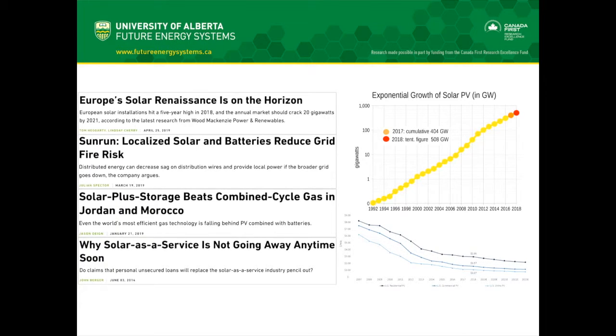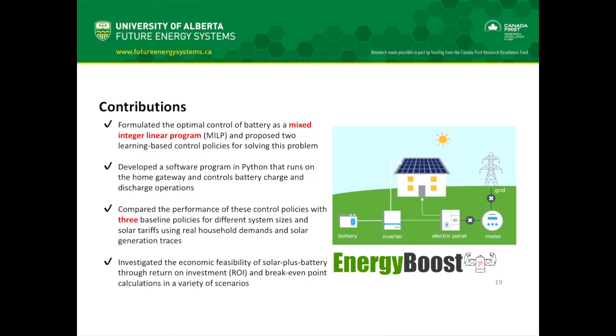So these all motivate us to design two learning-based control algorithms, which are formulated based on mixed integer linear programs, which is a non-convex optimization problem. We also developed a software program in Python, which is running on home gateways, which determines if the batteries should be charged or discharged for actually producing energy for the homes. We have also compared our algorithms with three baselines, and I will explain later.